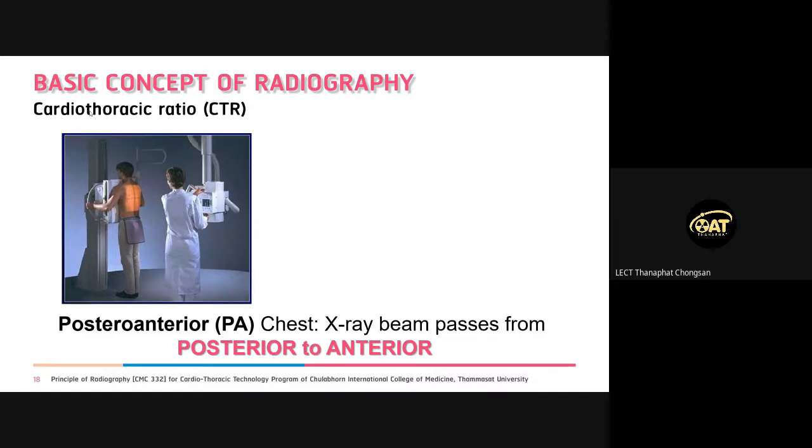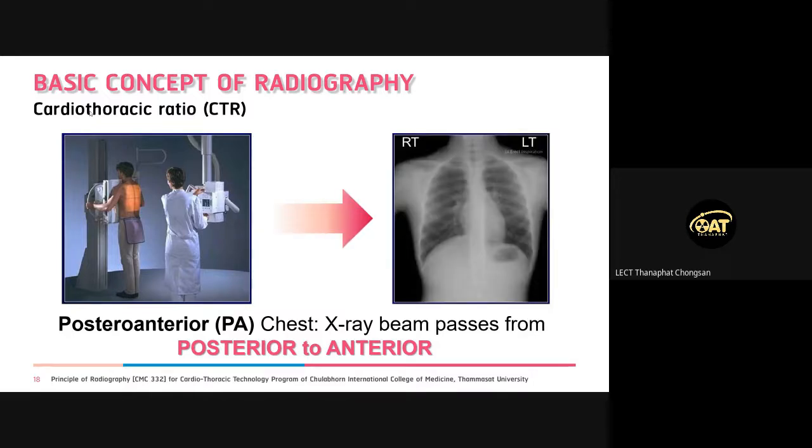Moreover, it also reduces the inaccuracy of the heart image from the enlargement or magnification of imaging. Okay. This is a suitable image for CTR on chest X-ray. For the important point, don't forget we will set the X-ray distance between the image receptor and the X-ray source or X-ray tube at around 180 centimeters or 71 inches.